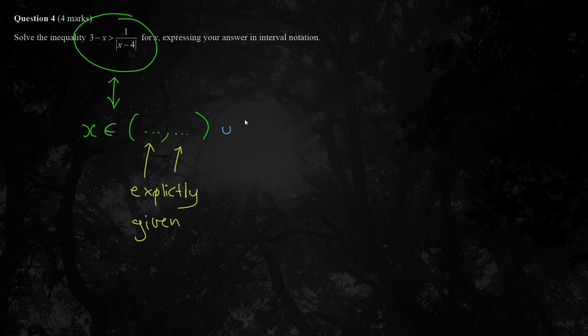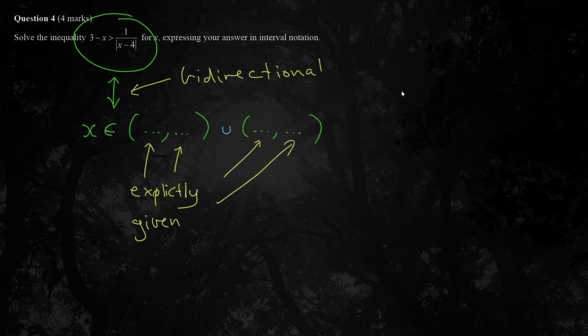Possibly we might have a union here, and we might have some further intervals out here. And obviously these numbers should also be given explicitly. So as long as we can find those intervals and those numbers, and as long as we can show that this is a bidirectional relationship, we'll get full marks and we'll get a big tick.